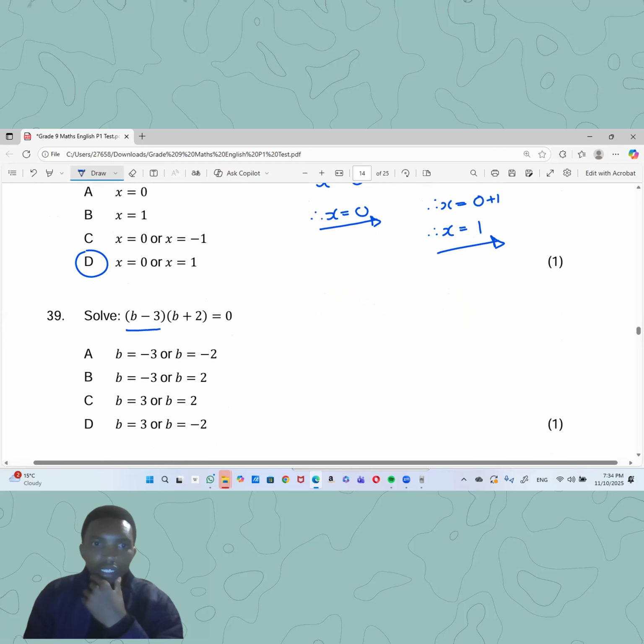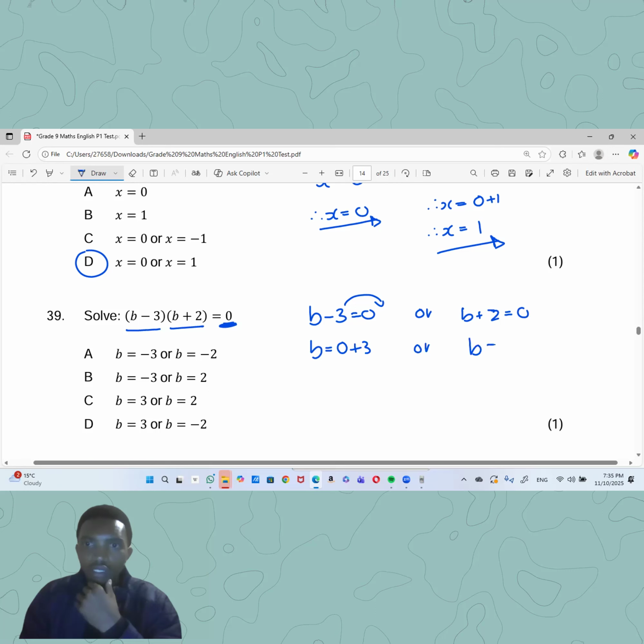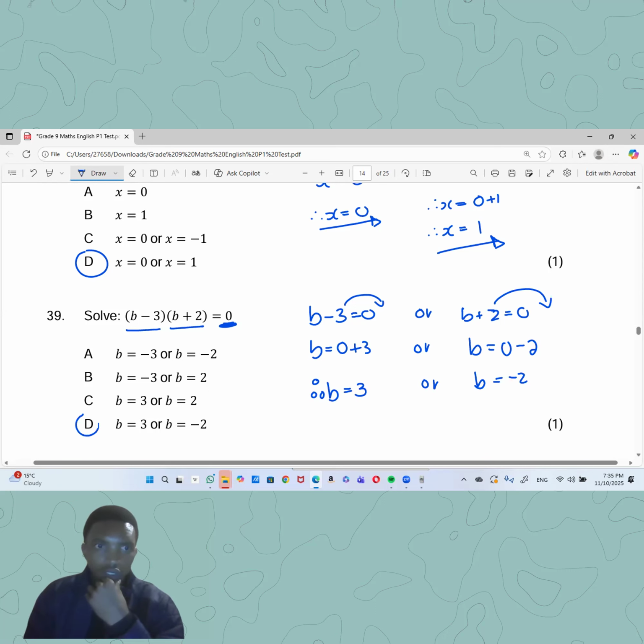We have this bracket multiplied by that bracket is equals to 0. So what are we saying? Whenever you have it equals to 0, we're saying the first bracket should be equal to 0 or the second bracket is equals to 0. Then we take this one over to that side. We're going to have b is equals to 0 plus 3 or b is equals to 0 minus 2. Remember here we do the same thing. It has to go that side. So finally, b is equals to 3 or b is equals to negative 2. Meaning our answer is, which one is it here? D.